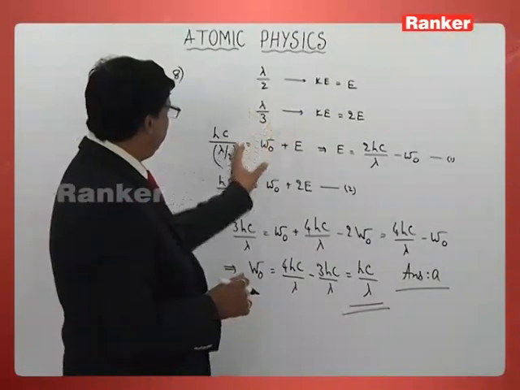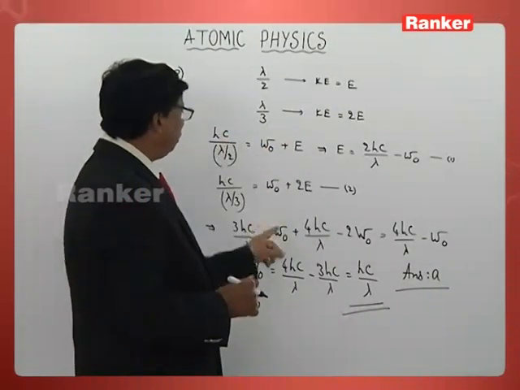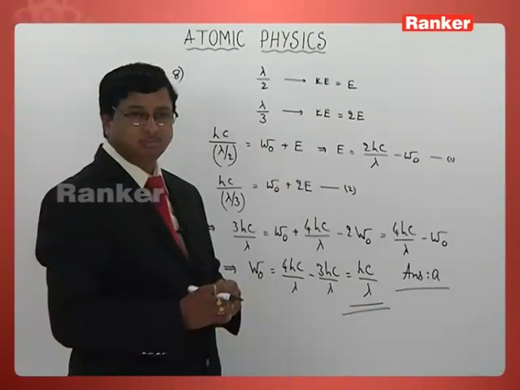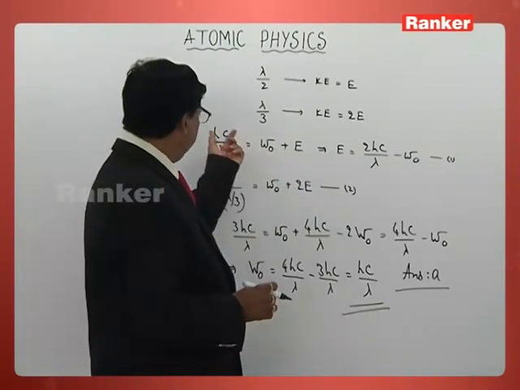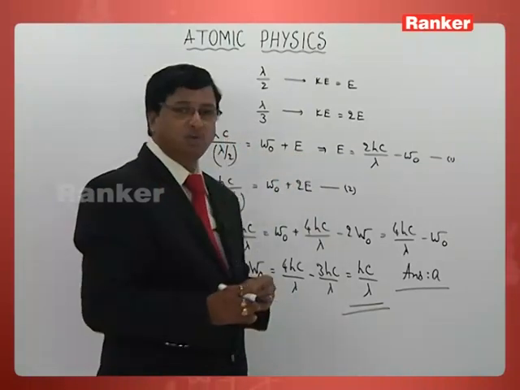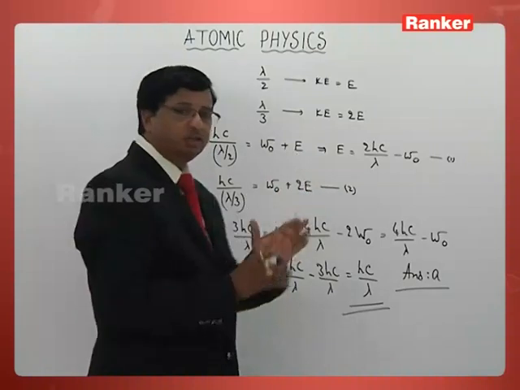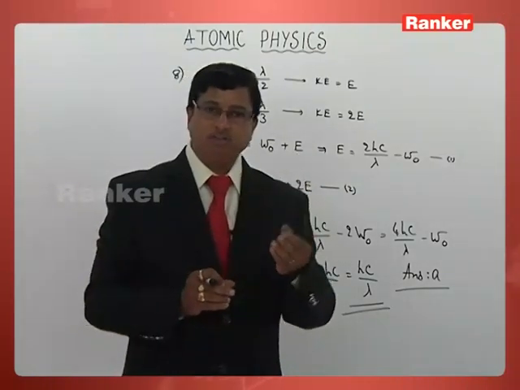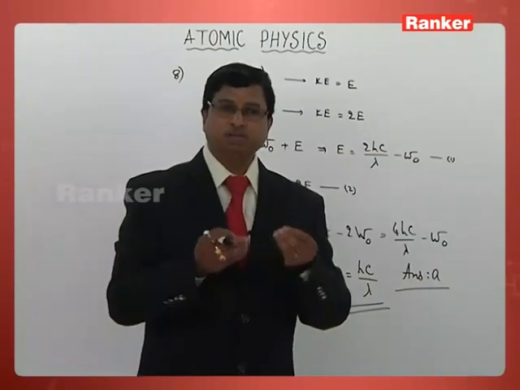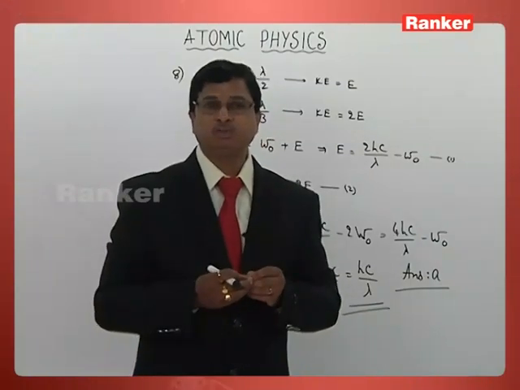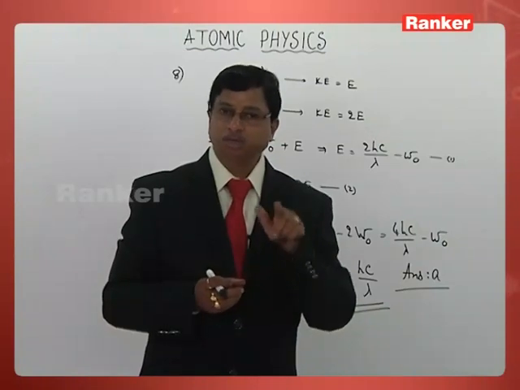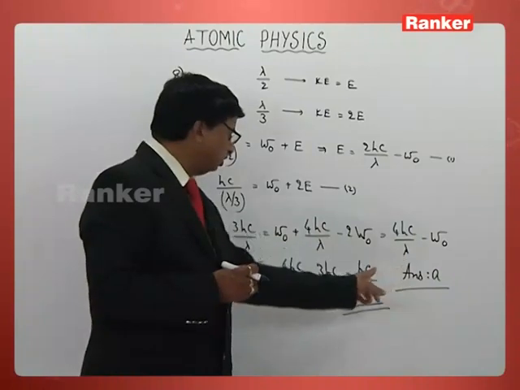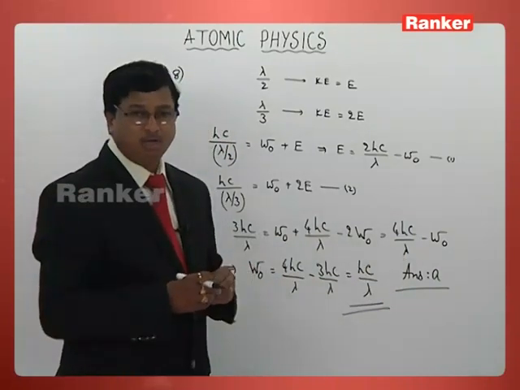The only thing, once again, is h nu is equal to h nu naught plus half mv square, the original form. The same we have written in terms of hc by lambda is equal to W naught plus the kinetic energy of the emitted photoelectron. So the equation is the same but in a different orientation. With a different orientation we are writing it, nothing more. So this is problem number 8. For that the answer is the first option, which is hc by lambda.